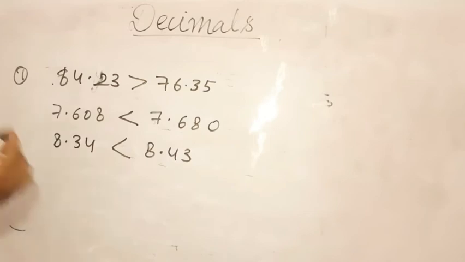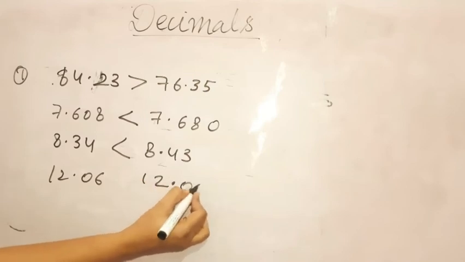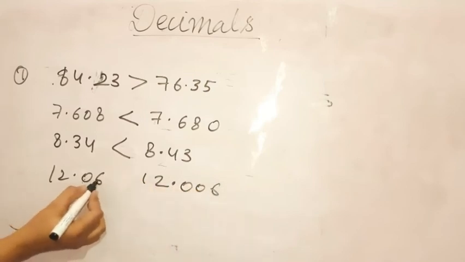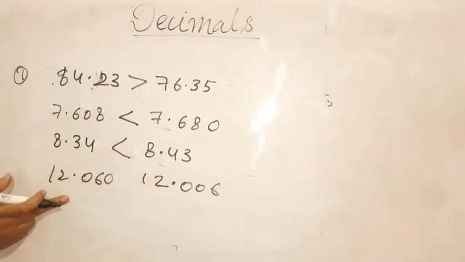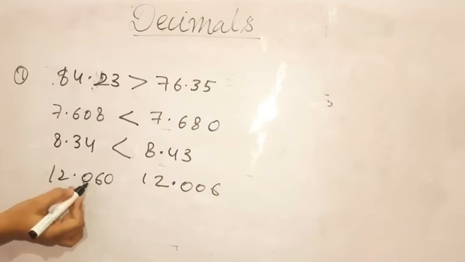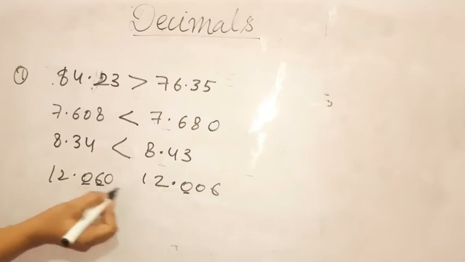Moving on to the next option, 12.06 and 12.006. So this will be 12.060 because it is having 3 places. I just added 1 0 at the extreme right. Now you have to tell me which one is greatest in the comment section. Compare the first one, 0, 0. Compare the second one, 6, 0.